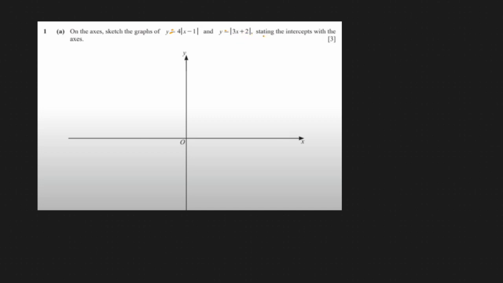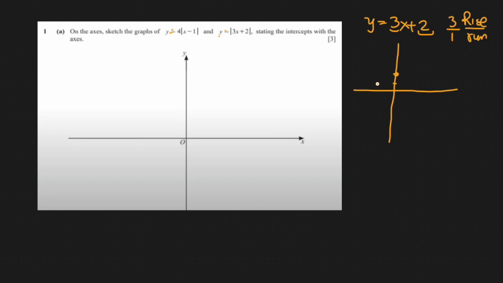Okay, so to draw them, we should first see how y equal to 3x plus 2 looks like without the absolute sign. If I draw a line like this, 2 is the y-intercept. The graph will pass through this point, and the gradient is 3, since y equal to mx plus c, so 3 is the gradient. That means rise over run is the gradient, so 3 is rise and 1 is run.